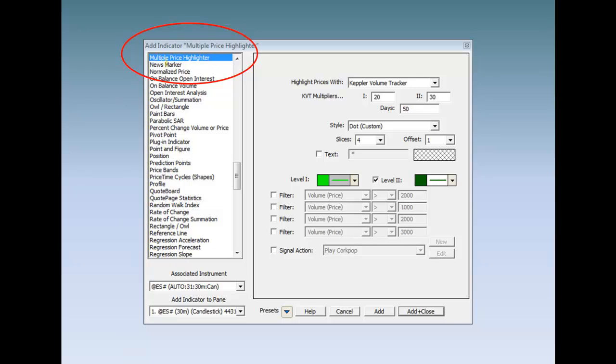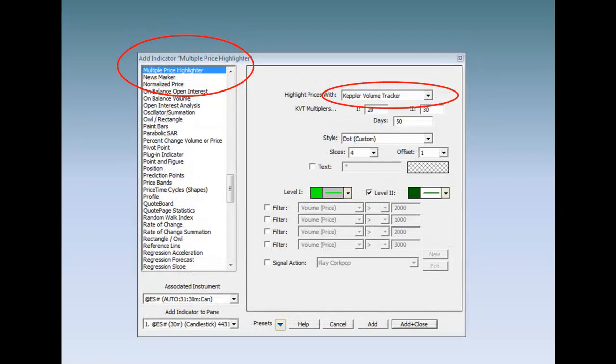What you want to do in Market Delta is choose from the indicator window the multiple price highlighter indicator, and then highlight price with the Kepler volume tracker. And here the setting for level 1 is 20 and the setting for level 2 is 30, and let's say we are going to look at the ES Mini. These two settings are in fact appropriate for the ES Mini. I like to use dots. You can change and use whatever visual aid helps you highlight that.